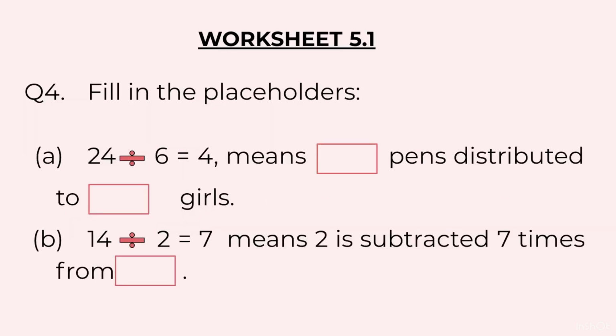Fill in the placeholders. A part: 24 divided by 6 is equal to 4. This means dash pens distributed to dash girls. This is based on the concept of division as distribution. B part: 14 divided by 2 is equal to 7. Means 2 is subtracted 7 times from dash. From which number are we subtracting 2 again and again? We have to write that number here. Now this is based on the concept of division as repeated subtraction.